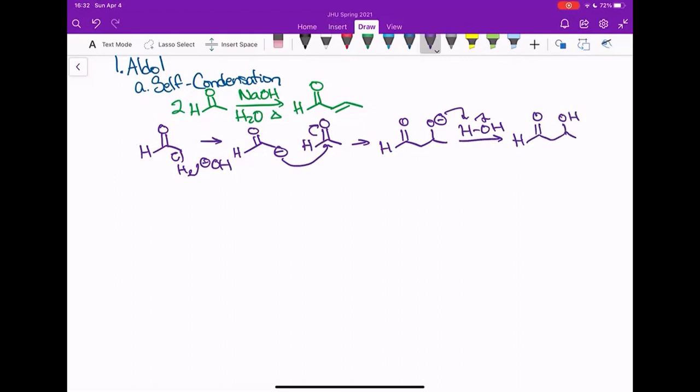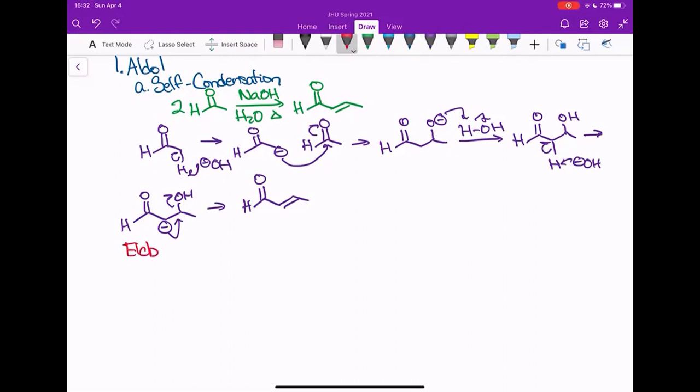And then at this step, since we have heat, we're going to do our E1CB. So another equivalent of base will come in to deprotonate that alpha hydrogen. This gives us a negative charge, and then our E1CB step will kick off our leaving group. And so that will allow you to eliminate that alcohol. Okay.